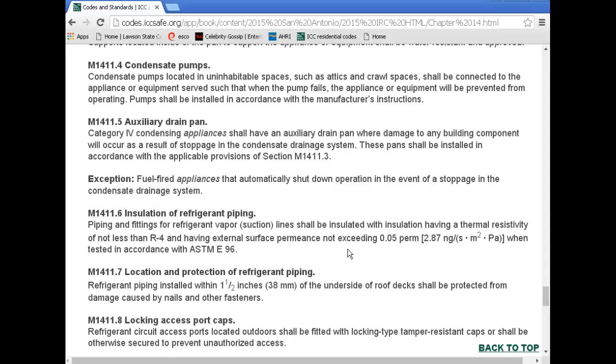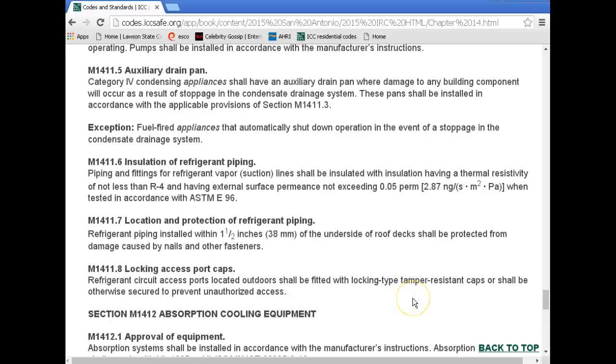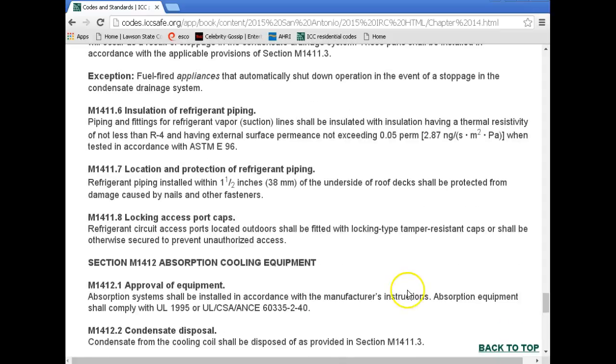Let's see if there's anything else in chapter 14 here. Okay, I see that right there, 14.11.8. How did I miss that? 14.11.8, locking access port caps. Refrigerant circuit access ports located outside shall be fitted with locking type tamper-resistant caps or shall be otherwise secured to prevent unauthorized access. So I have failed that before, and they said you've got to have locking caps on here.